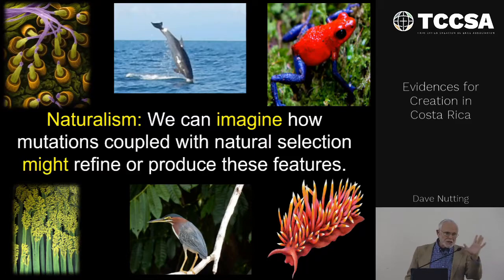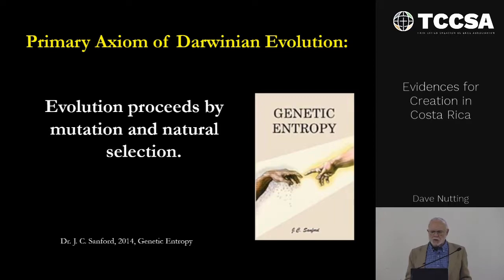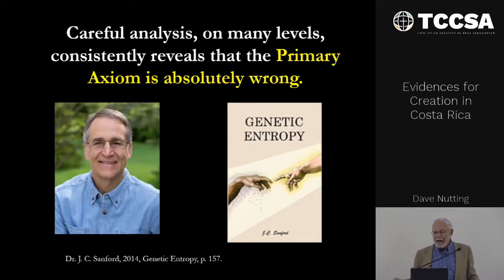Okay, now mutation, natural selection. This is the primary axiom of evolution. Well, if you read the book called Genetic Entropy by Dr. John Sanford, he talks about how evolution proceeds by mutation and natural selection as a primary axiom, but he says this primary axiom, this whole idea, is absolutely wrong. Who is this guy? What does he know? Well, he's one of the top genetic experts in the world. All right? He is.